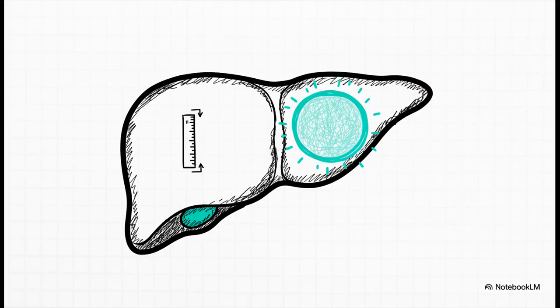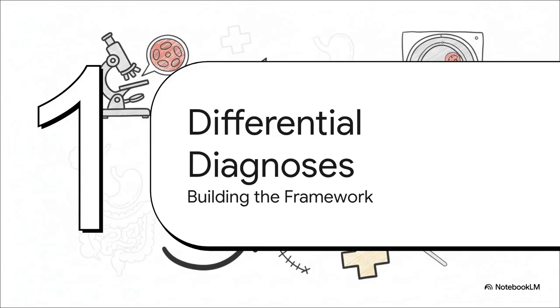The results are back. Your CT scan shows a 7-centimeter, well-defined, round lesion in the right lobe of the liver. It's hypodense and has that classic peripheral wall enhancement. So based on this finding, what are you thinking now? What's your differential diagnosis?